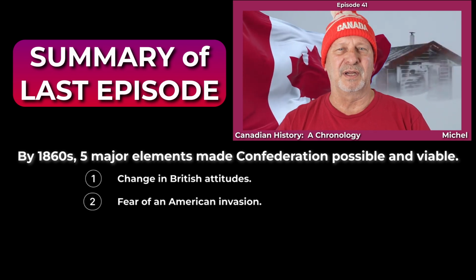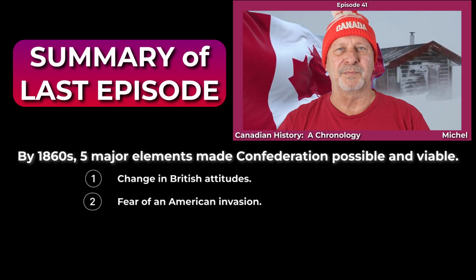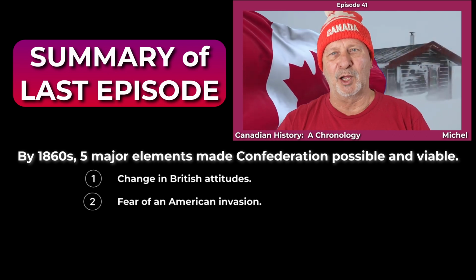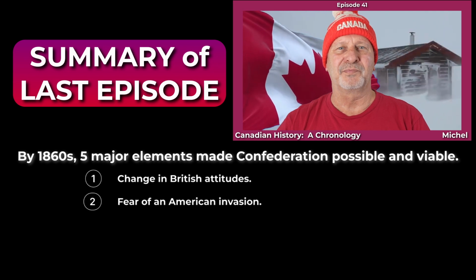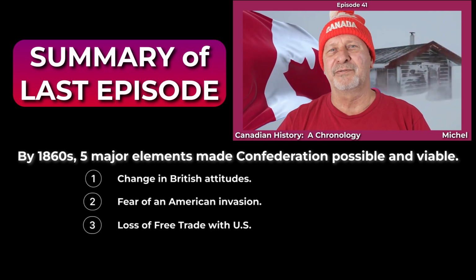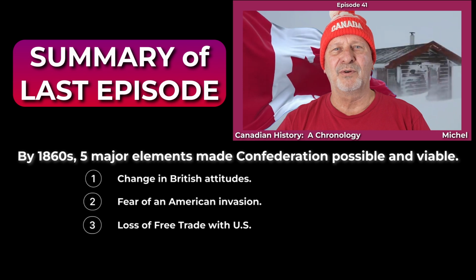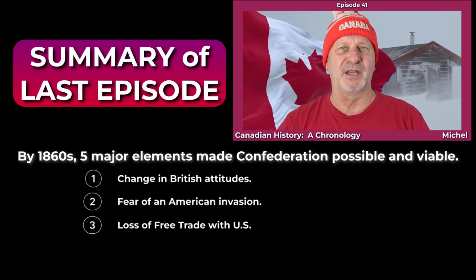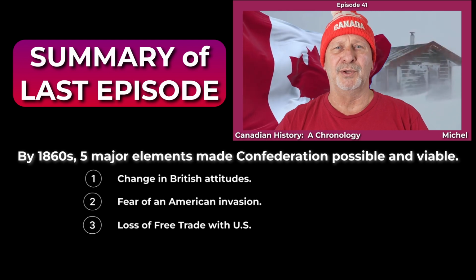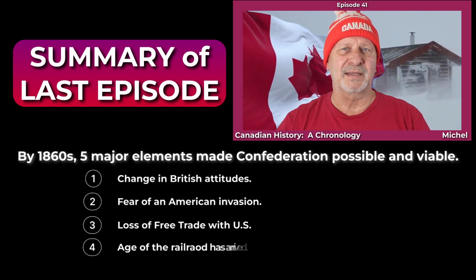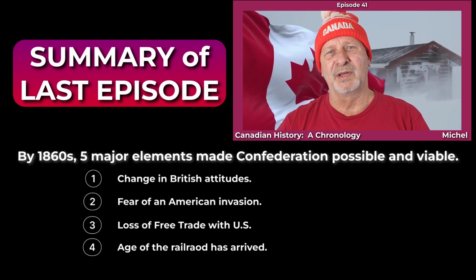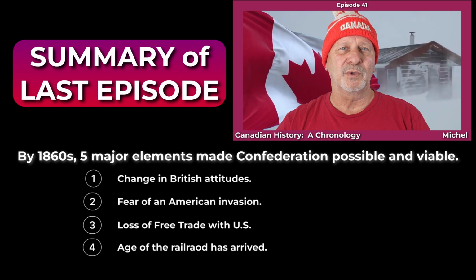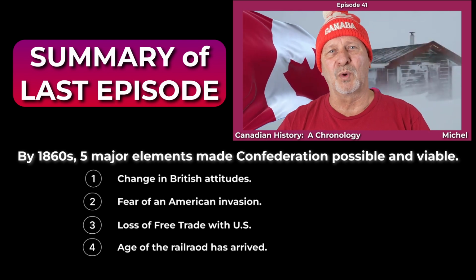There was the Trent Crisis in November 1861, the Alabama Affair in 1862, and the St. Albans Raid in 1864. Then there was the impending loss of free trade. The 1854 Treaty of Reciprocity with the U.S. was lapsing in 1865 and would likely not be renewed. There was also the fact that the age of the railroad had arrived, that the vast geography of Canada could now be crossed, and rail would also speed up troop movements if required.